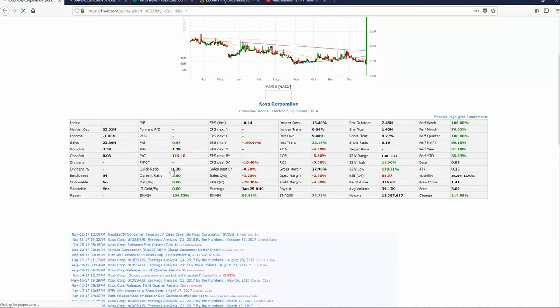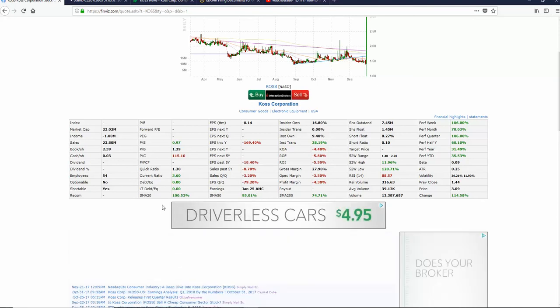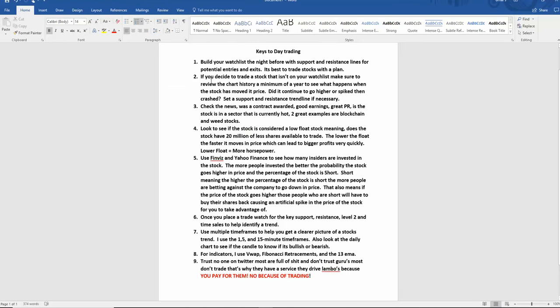Generally when you see a stock move, there's some sort of catalyst, right? That leads me to this. It says if you decide to trade a stock that's on your watch list, make sure to review the chart history a minimum of a year to see what happens when the stock has moved in price. Did it continue to go higher, or spike and crash? Set support and resistance trend lines if necessary. Check the news. See if it was a contract awarded, good earnings, great PR. Is the stock in a sector that is currently hot? Two great examples are blockchain and weed stocks.